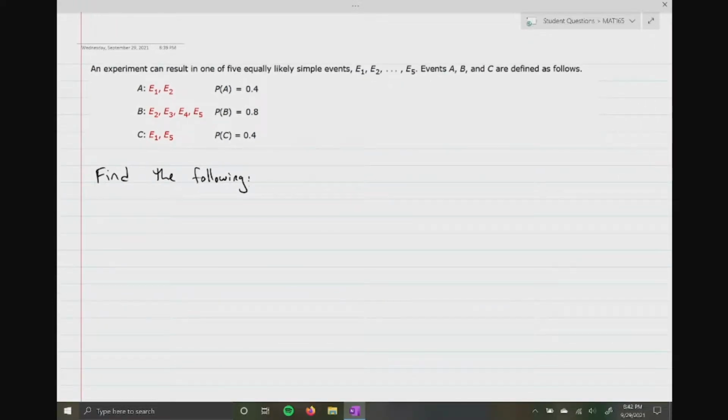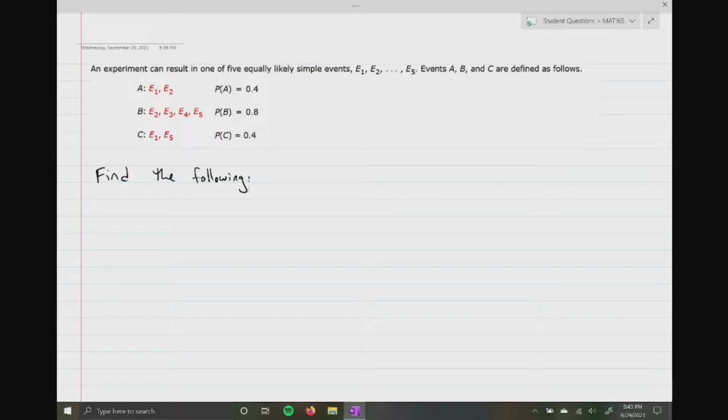All right. So what we're asked here is: an experiment can result in one of 5 equally likely simple events, E1, E2, all the way up through E5. Events A, B, and C are defined below. We have A, which is events E1 and E2, and the probability of A is 0.4. Then we have B, which is E2, E3, E4, E5. The probability of that is 0.8. And then we have C, which is E1, E5, and the probability of C equals 0.4.